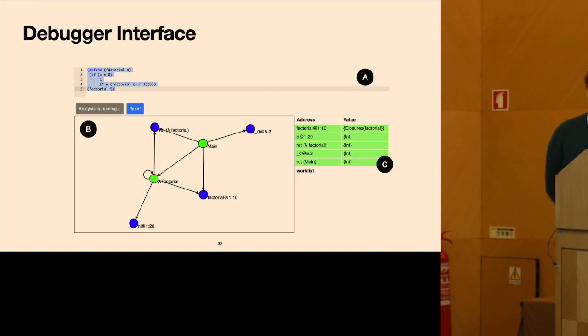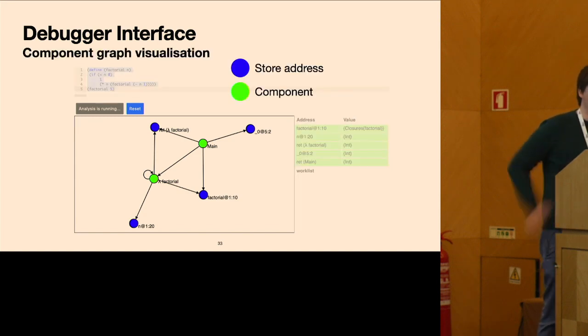But first, I would like to introduce our debugger interface, which is inspired by the survey that was done a few years ago. At the top in area A, you see the code that we are analyzing, the analysis target. In area B, we see the component graph that I introduced on the previous slide. And in area C, we see the visualization of the store. Now let's talk a bit about the color coding we have here.